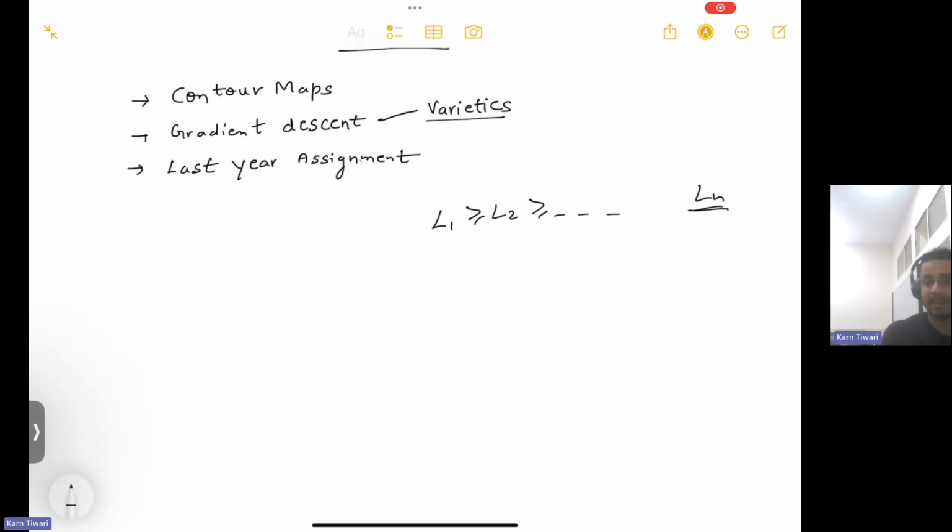Firstly, we'll be going through the varieties of optimization algorithms covered in this week's content, and then we'll be moving on to solving the problems from the last year assignments. It will help you in solving the week 4 problems. If you have any questions, feel free to ask in the chat, or you can just unmute and ask the question.